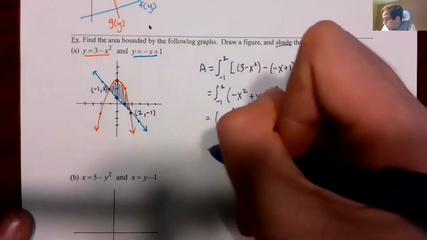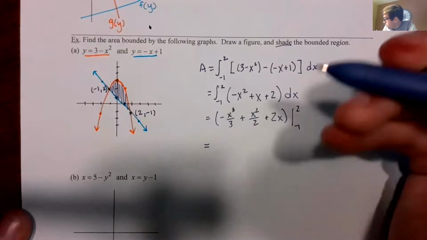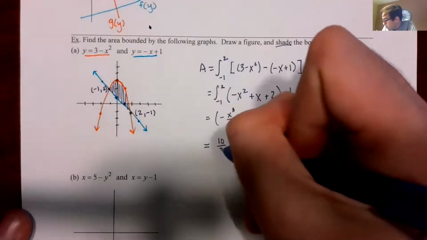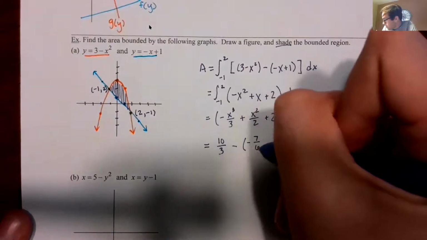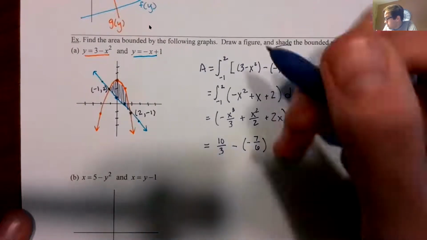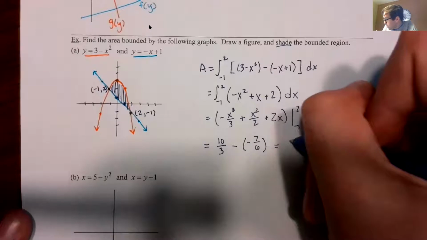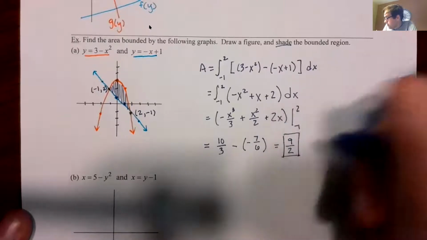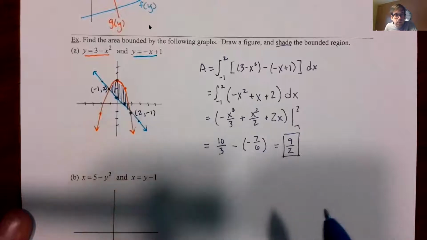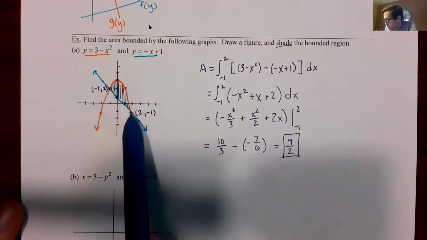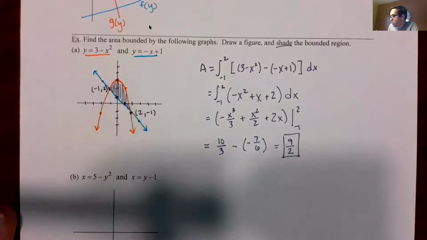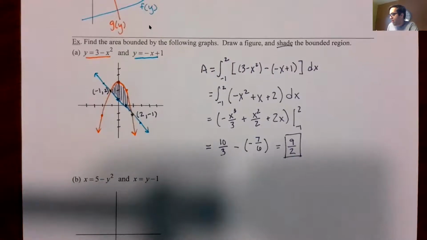And when I plug these numbers in, if I plug in 2, I'm going to end up with 10/3. If I plug in -1 for all of the x's, I'm going to end up with -7/6. And so I can do 10/3 minus -7/6, and I get 9/2. So that's officially the area between these two curves. And that's how we do it, okay? What the math really did was take the area under the orange curve and subtract the area under the blue line to give us the area between the curve and the line. All right, so that's how we do that.